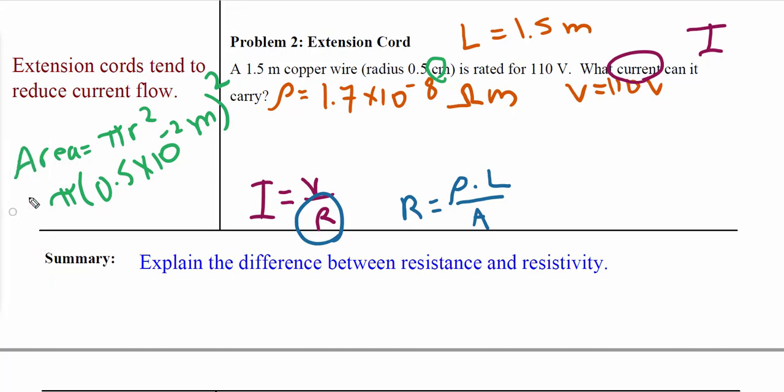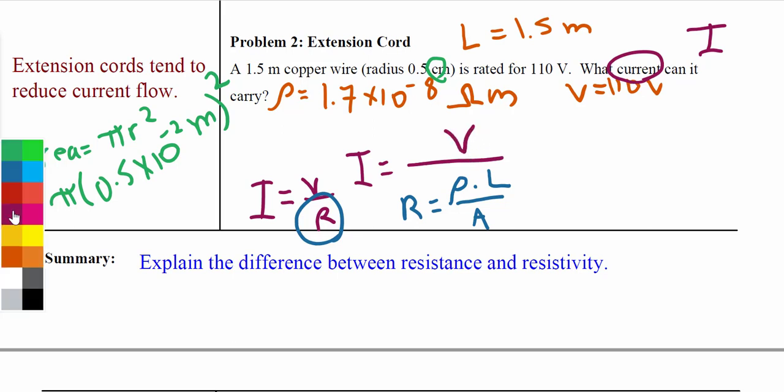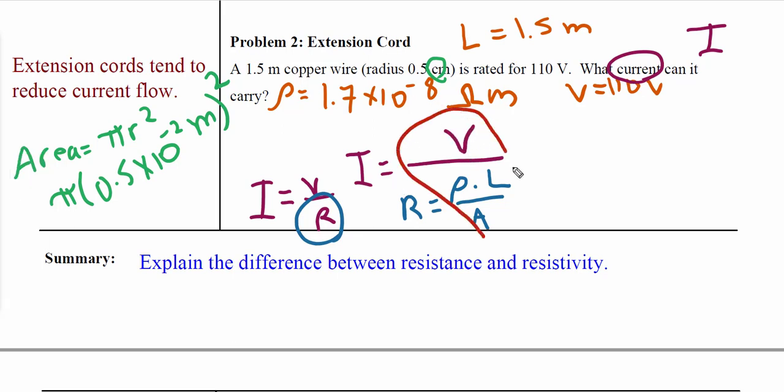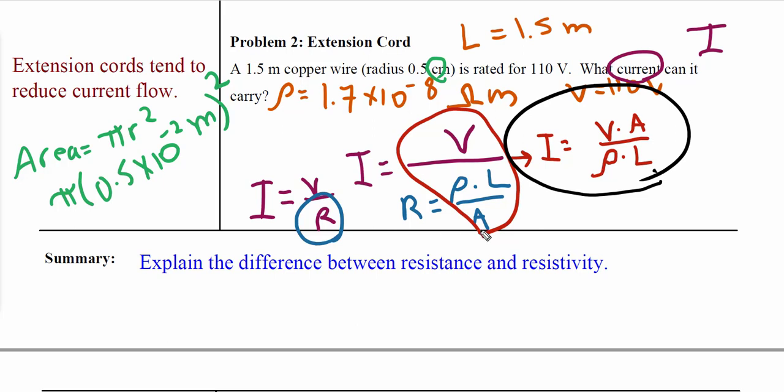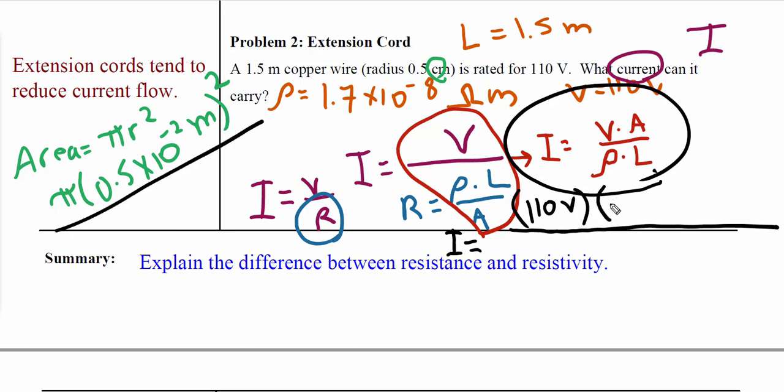Now, if I replace that R, then I can say I is equal to V over R, so I ends up being this whole thing right here. Now, if we do some flip and multiply, I'll leave that as an exercise for you to confirm. I'm going to get V times the area over the resistivity times the length. So if I were to plug these numbers in, I get current equals 110 volts times the area, which we said is this thing.